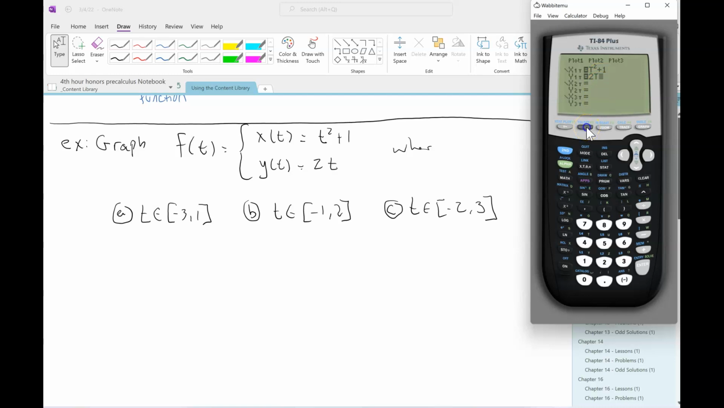Now I'm going to press the window button. So in the window, this is going to tell my calculator what values of t we're going to be considering. So for part A, we need to consider the values of t from negative 3 to 1. So the t min should be negative 3, and the t max should be 1. I'm not going to mess around with the t step at all. And the x min and x max are probably fine at negative 10 to positive 10. If yours aren't already set there, go ahead and reset them. But my suspicions are, since this would probably be the first time you're entering parametric mode since you've owned your calculator, that the window's already defaulted there. And now let's hit graph.